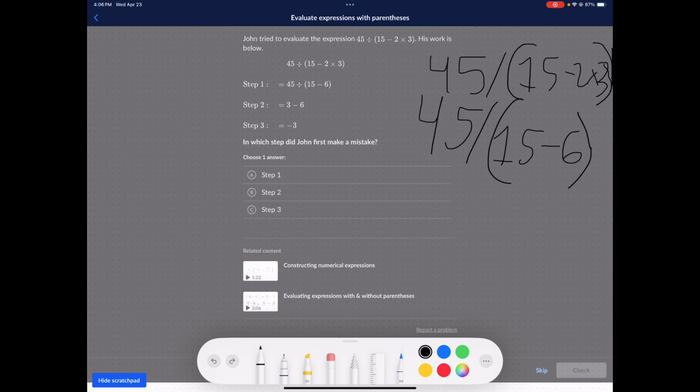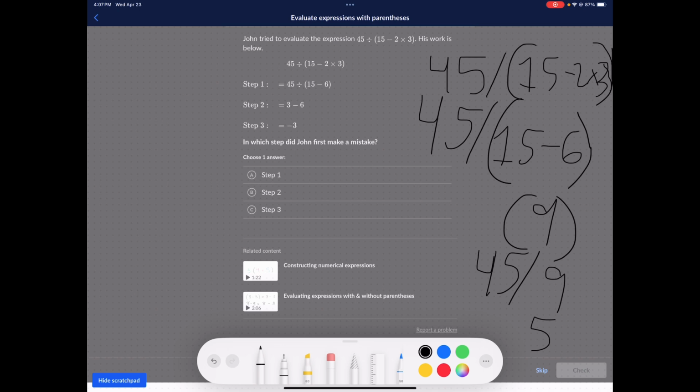So 15 minus 6, what is that? 9, good. And since that is all our parentheses, we can just say 9 without the parentheses. So now 45 divided by 9 is 5. So 5 is our answer. So let's go ahead and take a look.